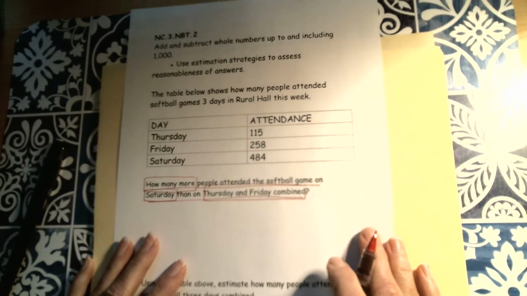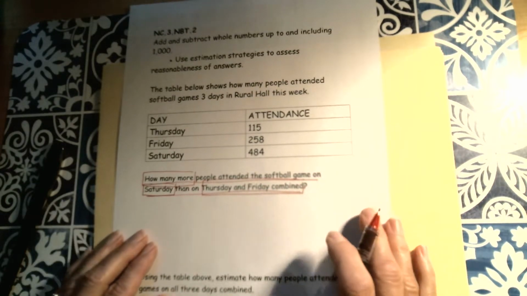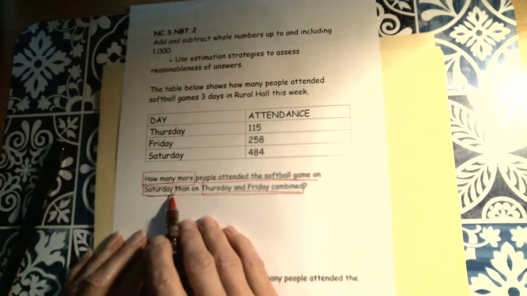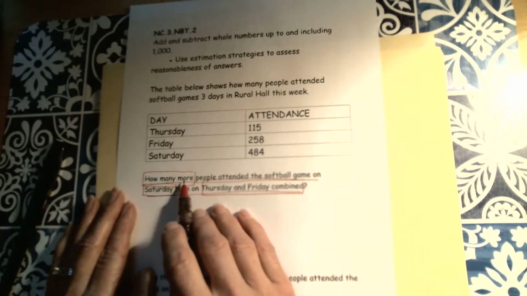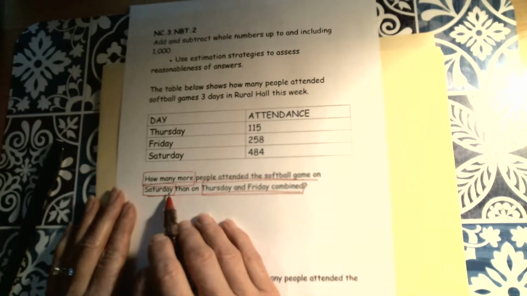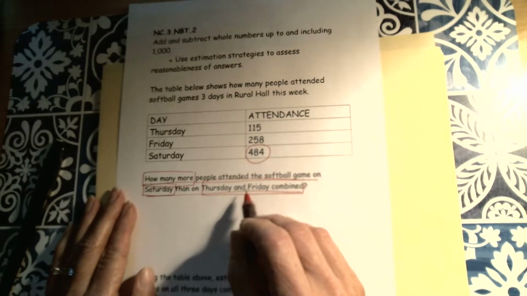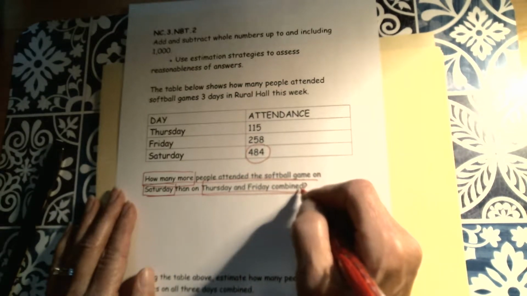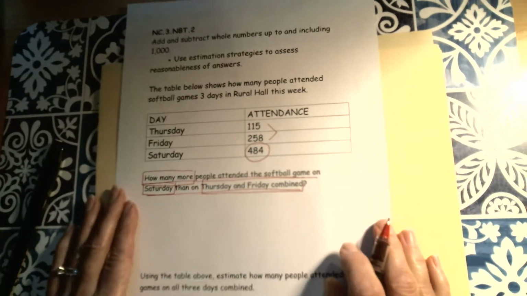Now, I remember that we had a question that was similar to this, and I had some students who read up to this part, and they just wrote how many attended on Saturday. So let's look again: how many more people attended the softball game on Saturday than on Thursday and Friday combined. Combined means we're going to have to add these two.